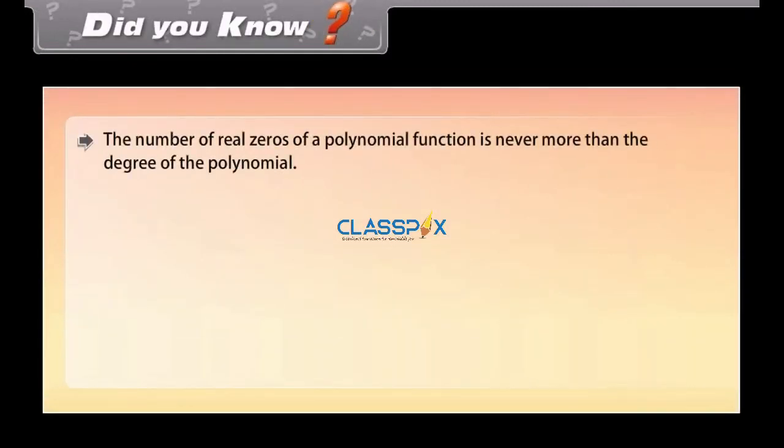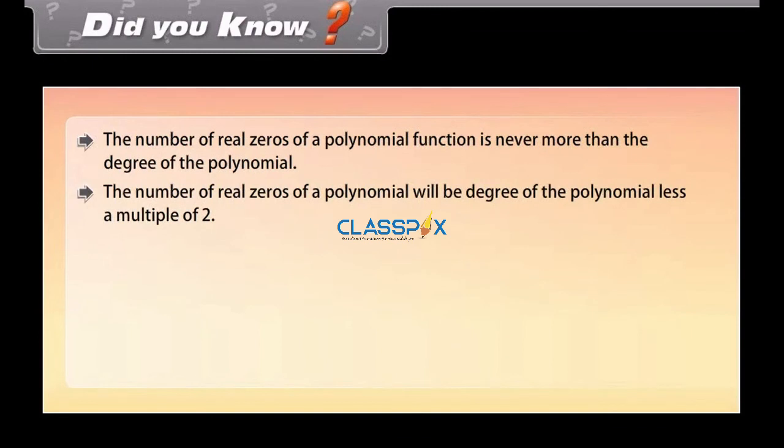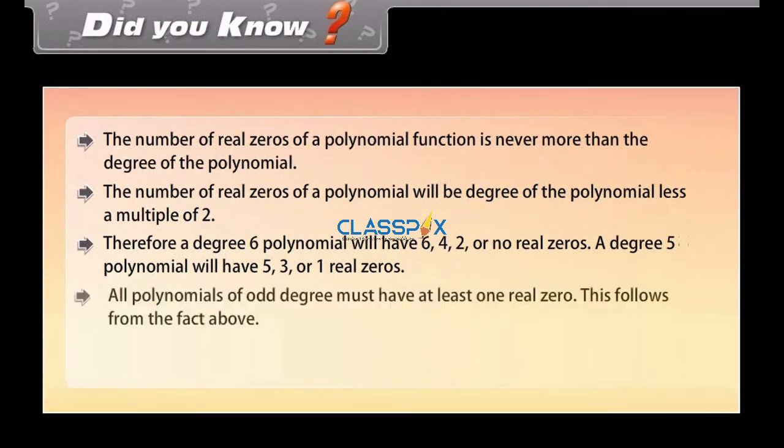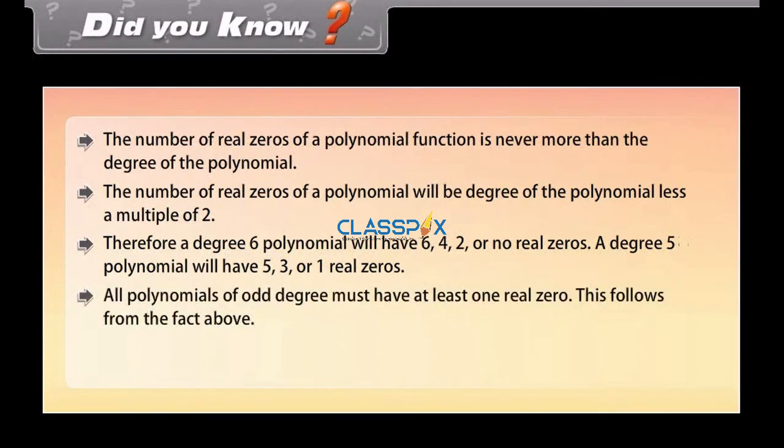Did you know? The number of real zeros of a polynomial function is never more than the degree of the polynomial. The number of real zeros of a polynomial will be the degree of the polynomial less a multiple of 2. Therefore, a degree 6 polynomial will have 6, 4, 2 or no real zeros. A degree 5 polynomial will have 5, 3 or 1 real zeros. All polynomials of odd degree must have at least one real zero. This follows from the fact above.